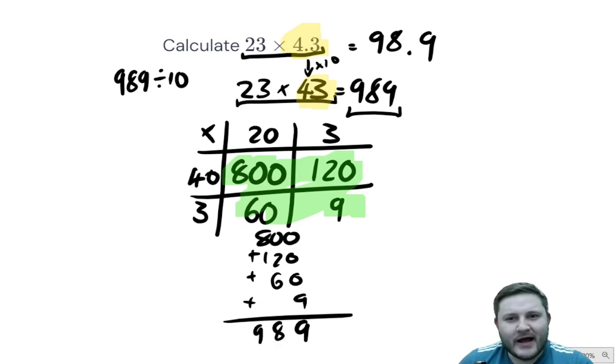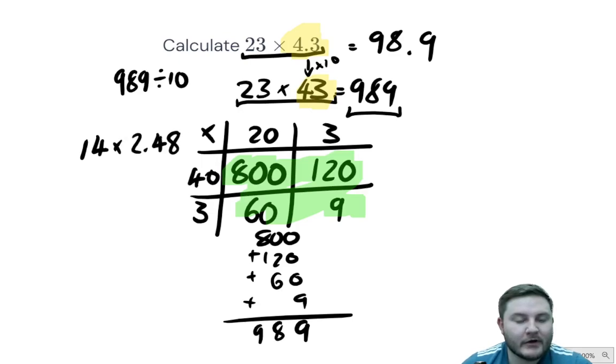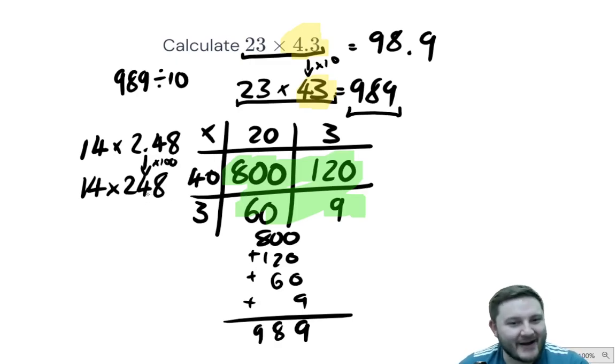Now, there are many, many ways that they could make this more difficult. So, for example, if they had something like this, well, I would work out 14 times 248, work that out. But because this has been timesed by 100, I have to therefore divide my answer by 100 when I want the actual answer again.